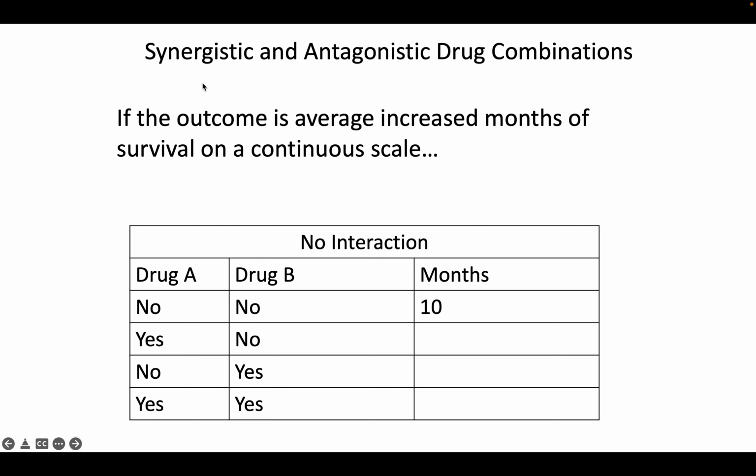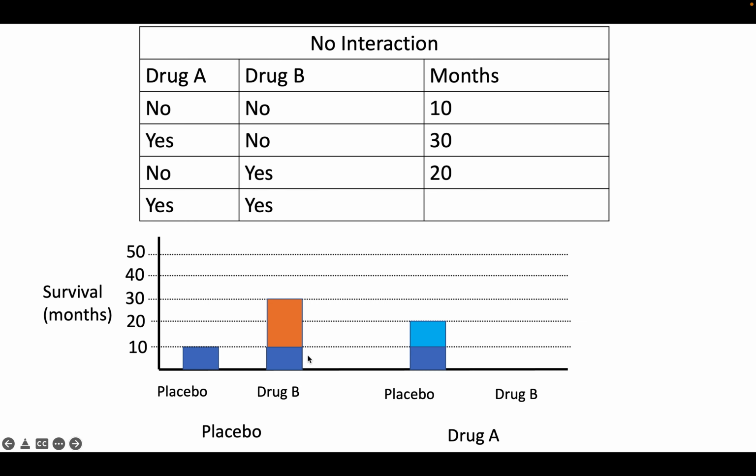In our first example, we're going to do the outcome as continuous, and after that I'll show you what it would be like if the outcome was binary. So the outcome is months of survival on a continuous scale. The baseline survival is 10 months if you don't have drug A or drug B. When you have just drug A, it's 30 months, and when you have just drug B, it's 20 months. So if we're wondering what the expected combined effect is, this graph looks kind of weird.